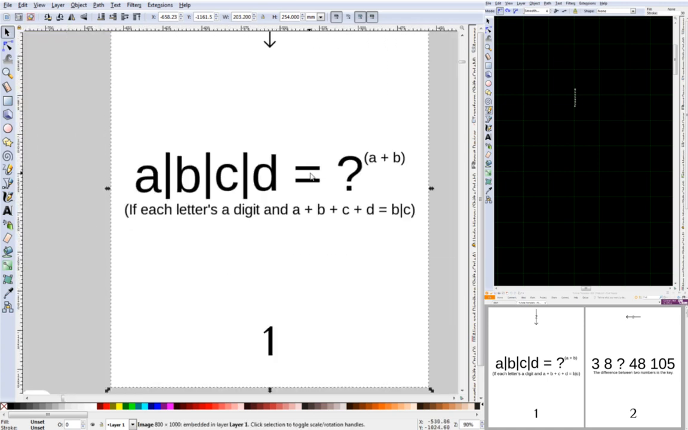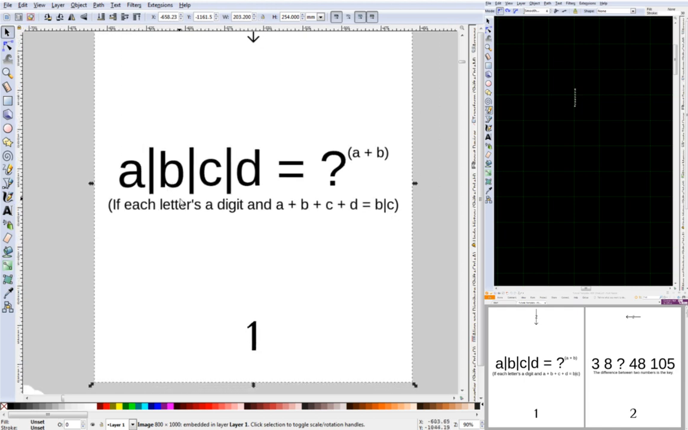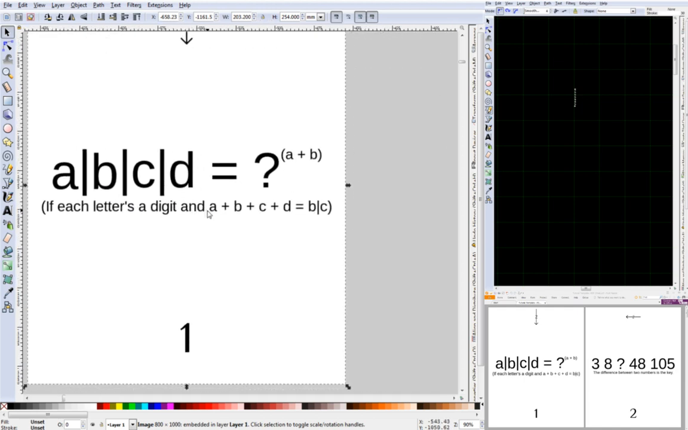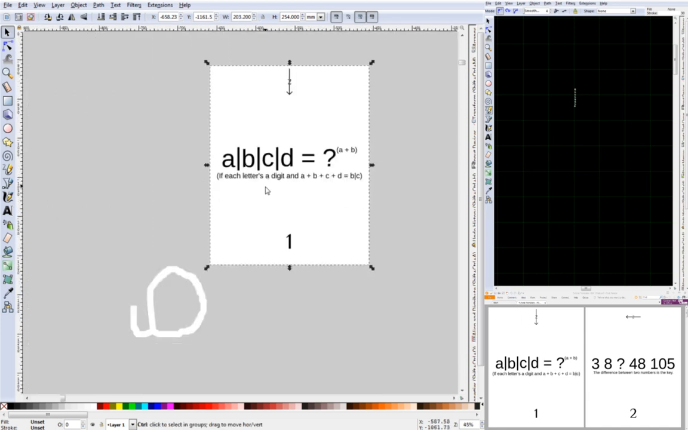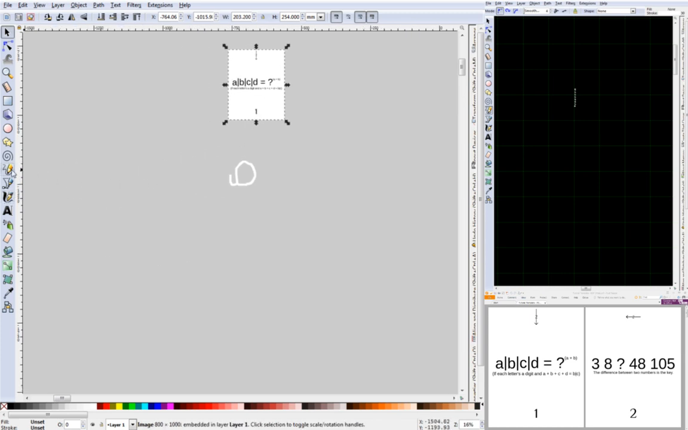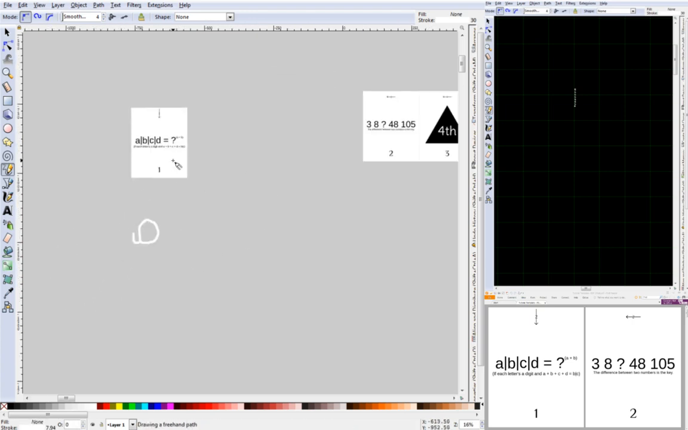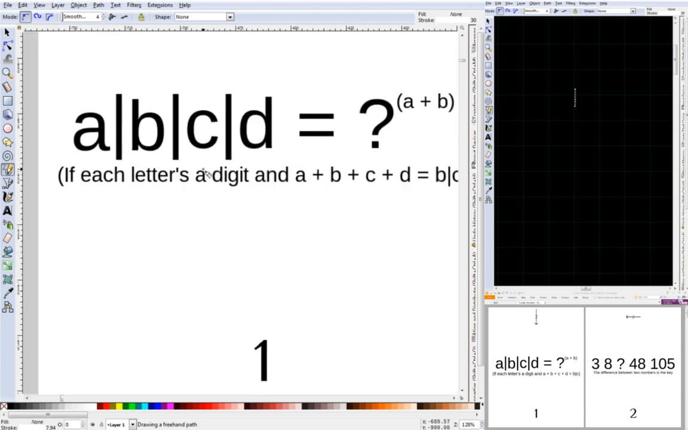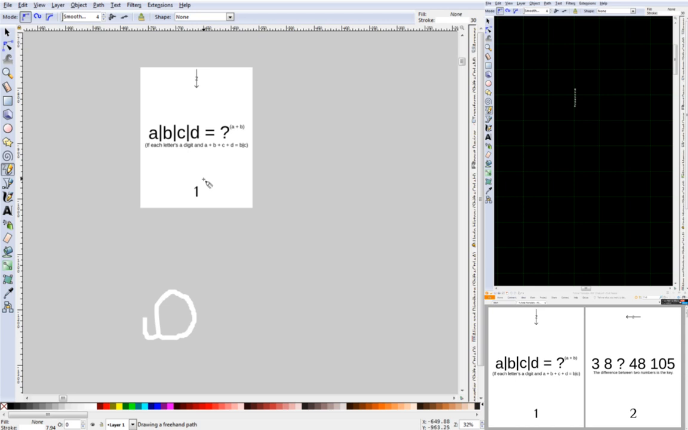A plus B plus A plus B is these two digits here, if each of those is a digit, and A plus B plus C plus D equals B concatenated to C. Basically, concatenation is just putting two characters beside each other, like 1, 2 for 12, or like letters in a sentence, or letters in words and stuff. But anyway.